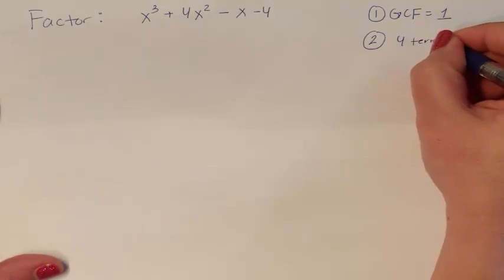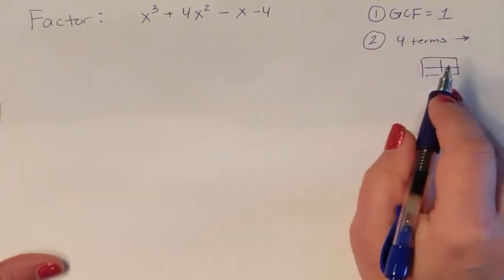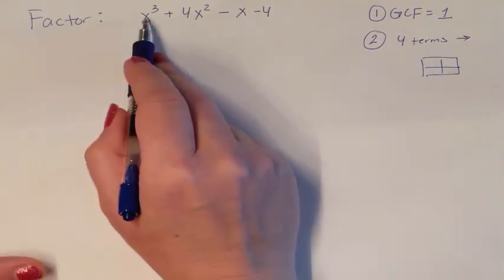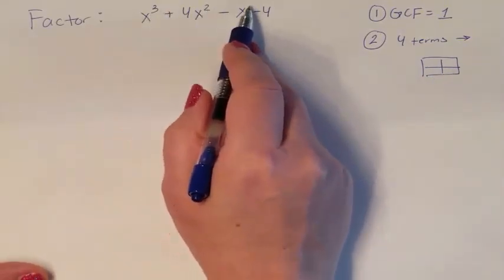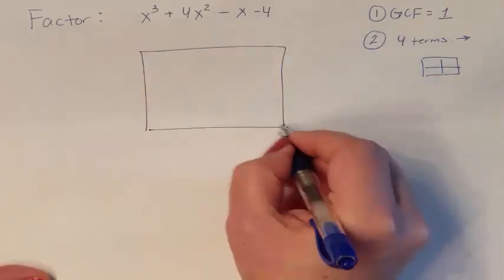There are 4 terms. If I recognize 4 terms, that means first I need to make sure it's in standard form and then put it in the area model. It goes x to the third, x squared, x to the first, no x. So it is in standard form. So I am just going to area model it.